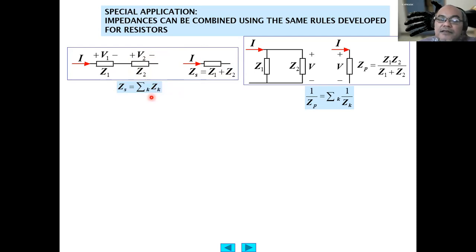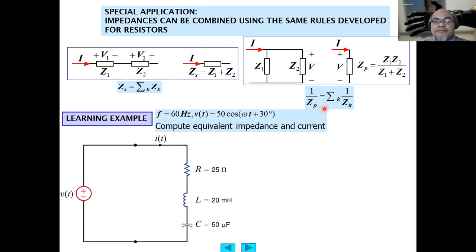equals the sum over k of Zk. When it is in a parallel network, if there are two, Z parallel will be equal to Z1 Z2 divided by Z1 plus Z2. Or if we have more than two branches, similar to resistors, 1 over Zp equals the sum from k equals 1 until n, the number of branches, of 1 over Zk.